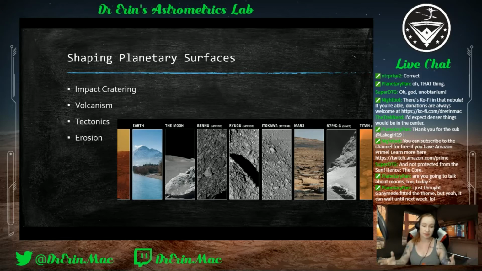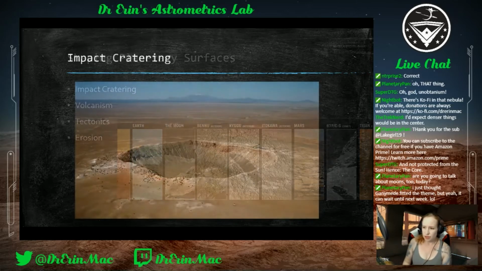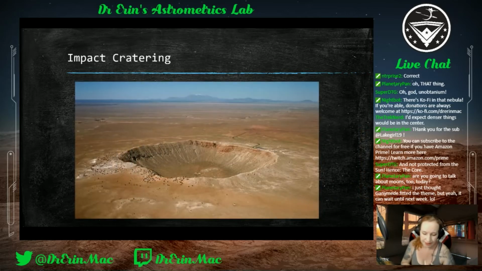And then erosion. This could be atmosphere, water, any of that stuff. It's the wearing down or building up through wind, water, ice, and any other sort of planetary weather that we have here. So let's talk about impact cratering.